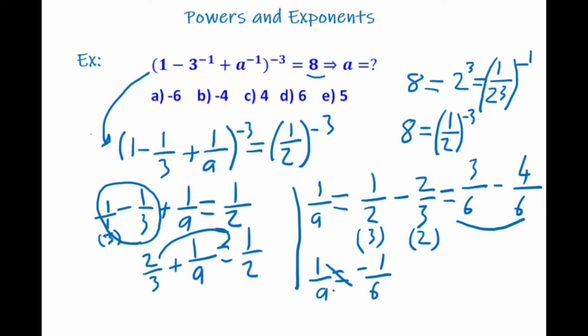If you apply the cross multiplication, guys, from here you're going to have -a is 6, but we are looking for positive a, which means that we need to multiply both sides by -1. Once you do that, you have a is equal to -6.